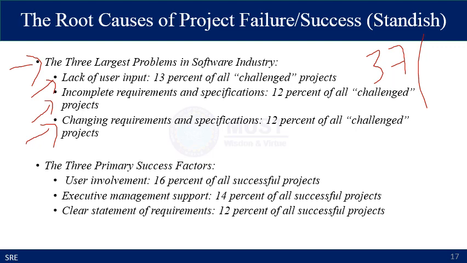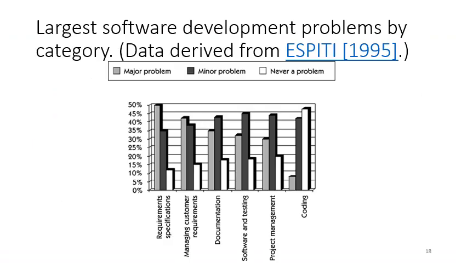The success factors are also identified by the same report, and it reports that about 16% of all successful projects incorporate user involvement and executive management support along with clear statements of the requirements. So as described earlier, the major problems should be addressed at the start of your software development life cycle, and minor problems should be addressed later in the SDLC processes.